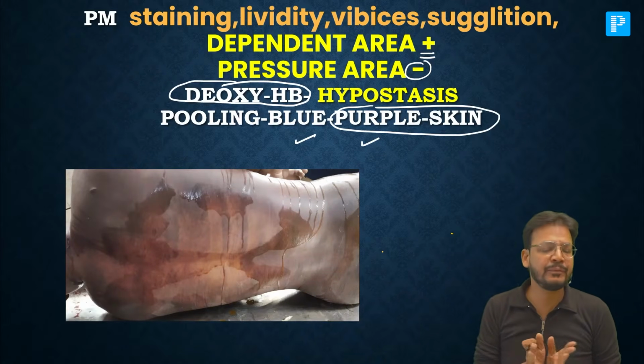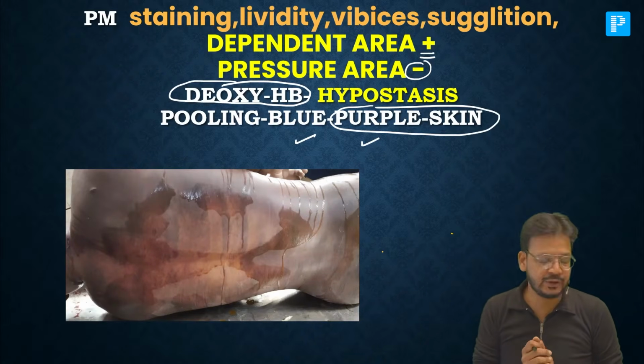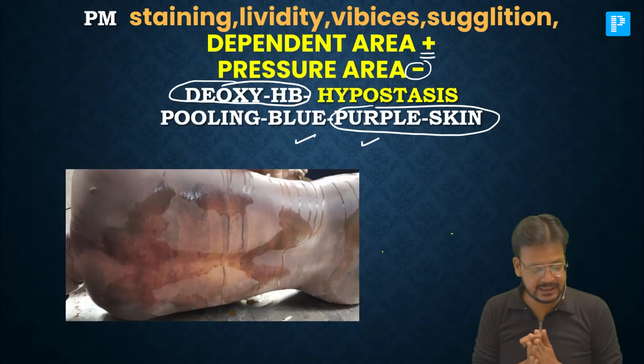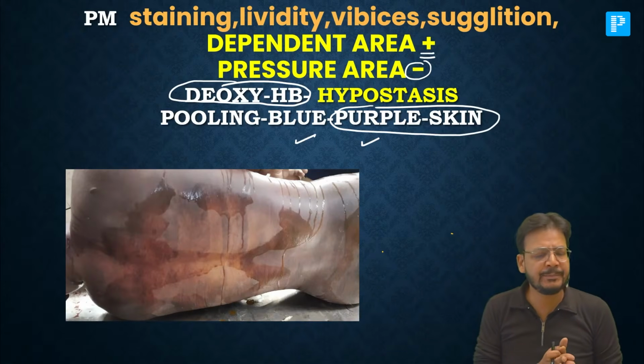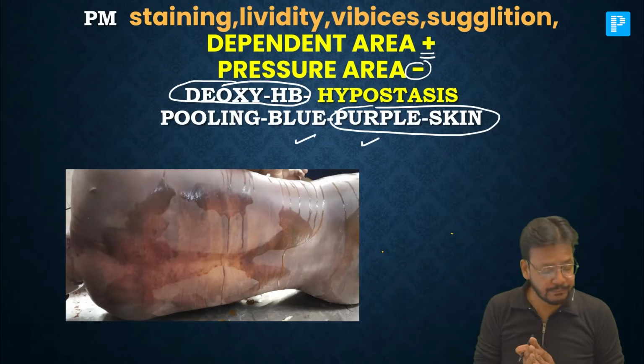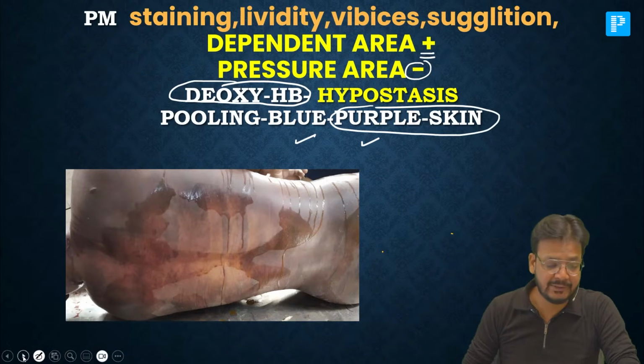So you can get a few pictures. This says postmortem staining, lividity. Another name is hypostasis, VBCs, and sugillation. These are present in the dependent area. These are absent from the pressure area. Because of the deoxyhemoglobin, the color becomes bluish purple. And because of gravitational force, there is venous pooling. Every line is given here.